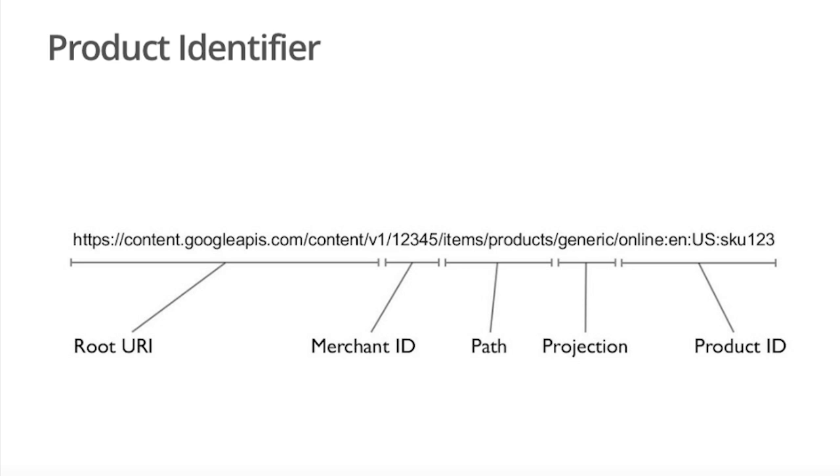After the path, we have the projection. This is specific to the case where product data is being sent and can be either generic or schema. The value dictates the format of the response returned from Google. The final piece of the URI is the product ID. This is a colon-delimited string composed of the channel where the sale will occur. Here we have online, but local is also allowed, followed by the language of the product and the target country of sale, and finally by the product ID sent in the request.